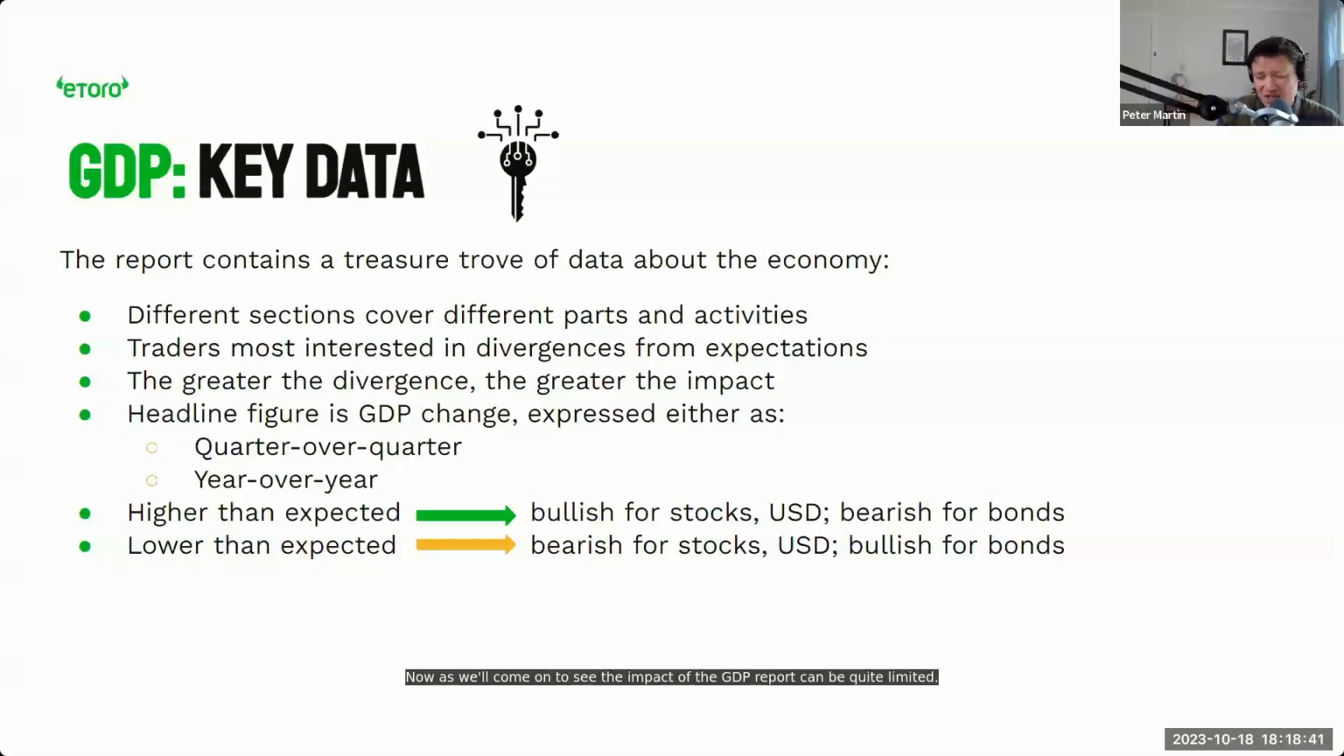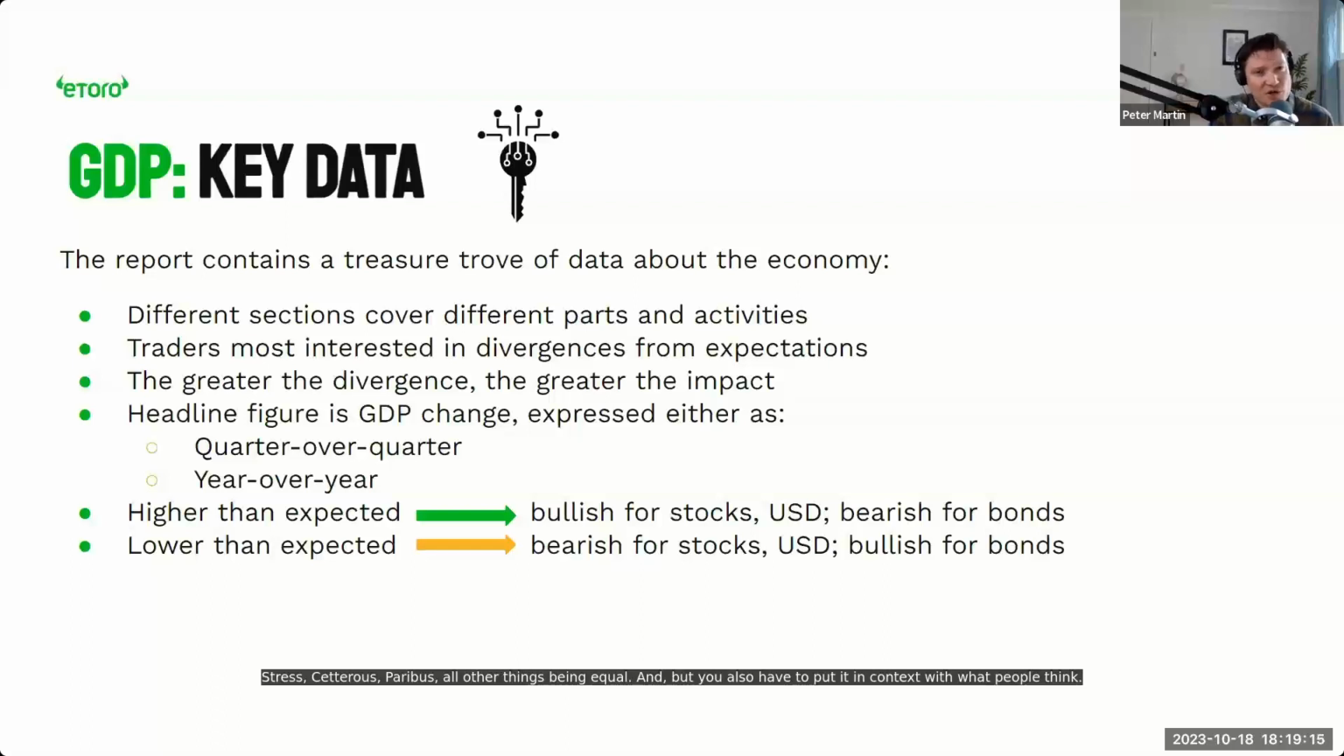Now, as we'll come on to see, the impact of the GDP report can be quite limited because of its lack of timeliness, which we're going to explain in just a second. The headline figure is GDP change. It's expressed either as quarter over quarter or year over year. Generally speaking, if things come in higher than expected, that's bullish for stocks, bullish for the US dollar, bearish for bonds. Stress, ceteris paribus, all other things being equal.